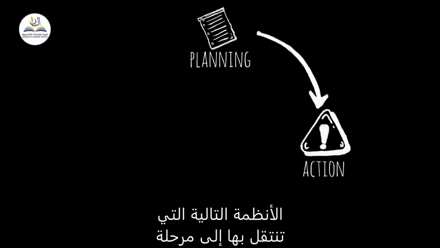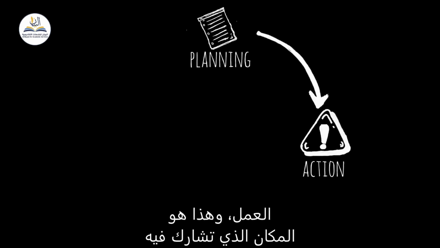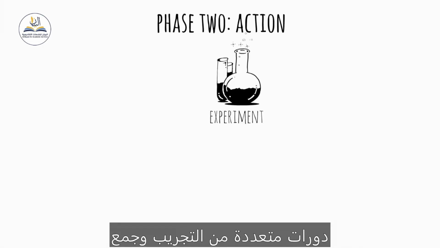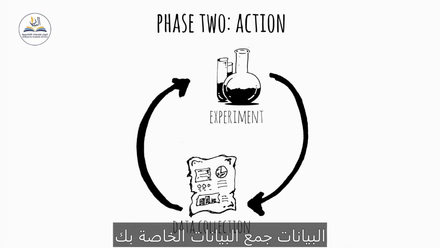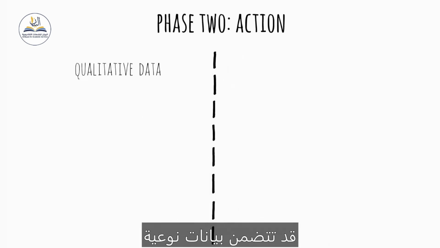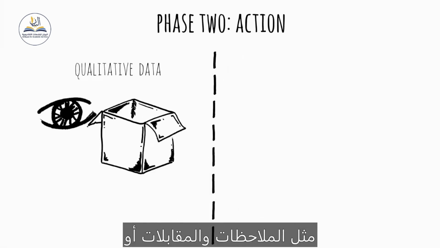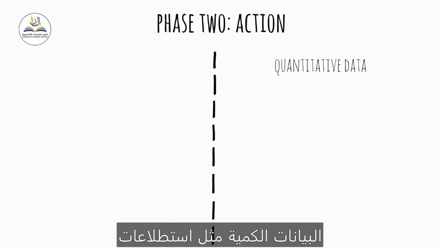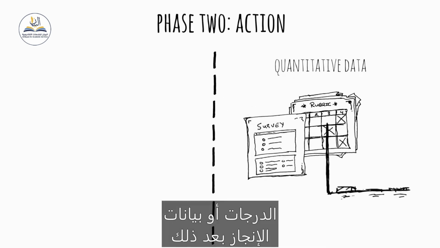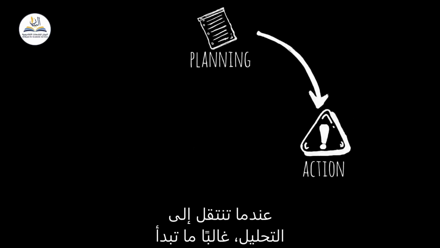Next, you move into the action phase. This is where you engage in multiple cycles of experimentation and data collection. Your data collection might include qualitative data like observations, artifacts, and interviews, or quantitative data like rubric scores, surveys, or achievement data. Afterward, you move to analysis.